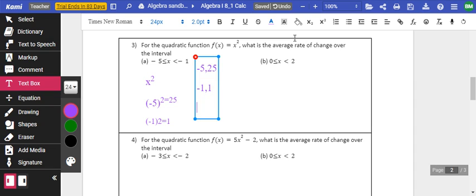So I'm going 1 minus 25 divided by -1 plus 5. That gives us -8. That's the whole thing. That's what we're doing. You're plugging in these x values into this equation that it tells you at the top, coming up with your 2 points, and then just using the slope formula.